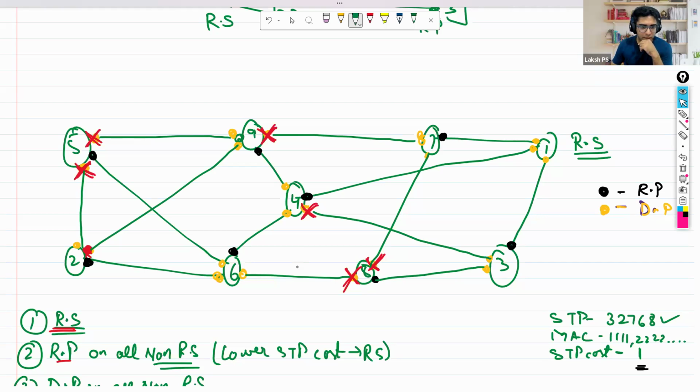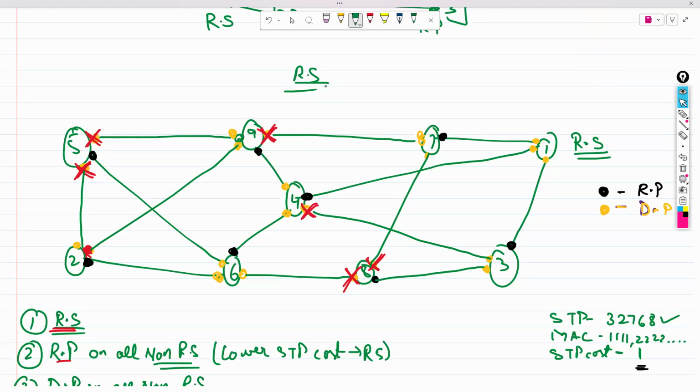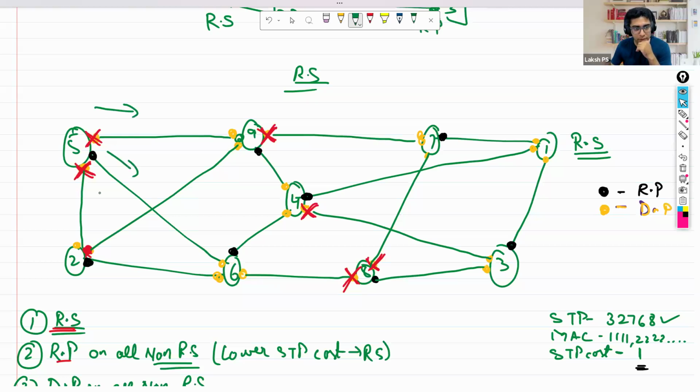Okay, so this is the diagram that we had, right? So now, when all these switches are connected together at the same time, as I said, all these switches will assume themselves as the root switch, correct? Right? They will start to send BPDUs. He will send a BPDU, he will send a BPDU, even 2 will send a BPDU. So BPDUs are getting exchanged between them.